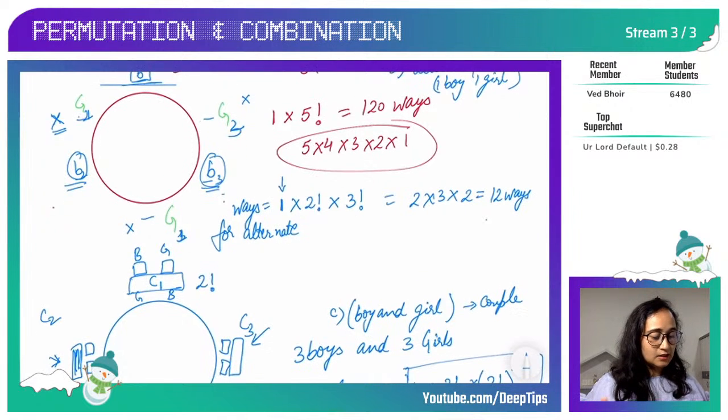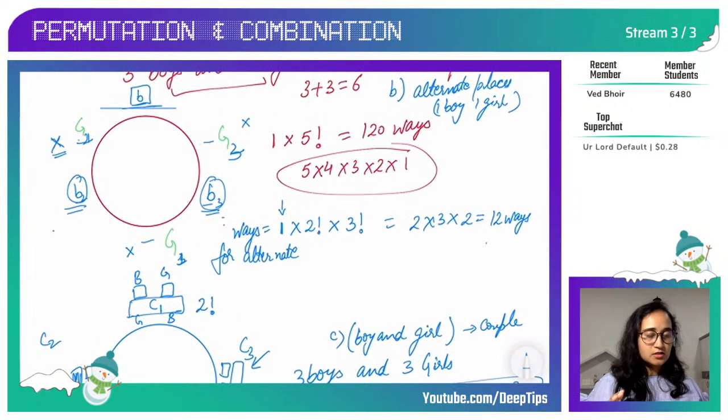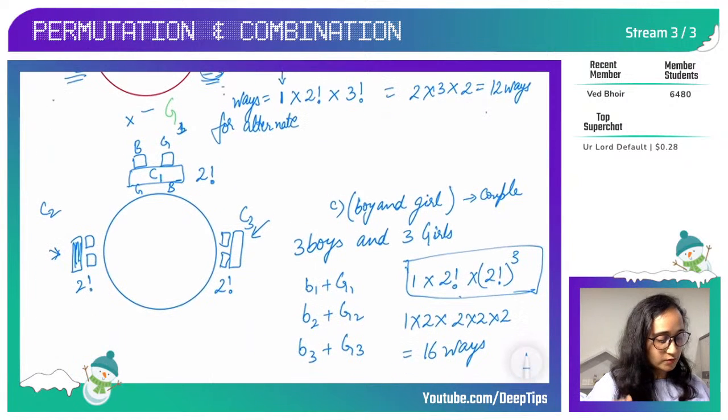In the second case, we kept 6 places on a circular table and the condition was that boy and girl will be alternate to each other. So what we did, we fixed the first place, whosoever comes first, and then 2 factorial ways for the remaining persons. If a boy comes first, then 2 factorial for the remaining 2 boys. If a girl comes first, then 2 factorial for the remaining girls, and into 3 factorial. In my case I have taken boys, so 3 factorial for the girls. So this was the second case.